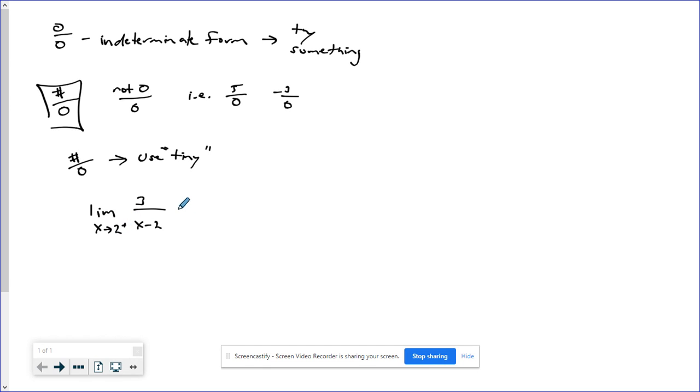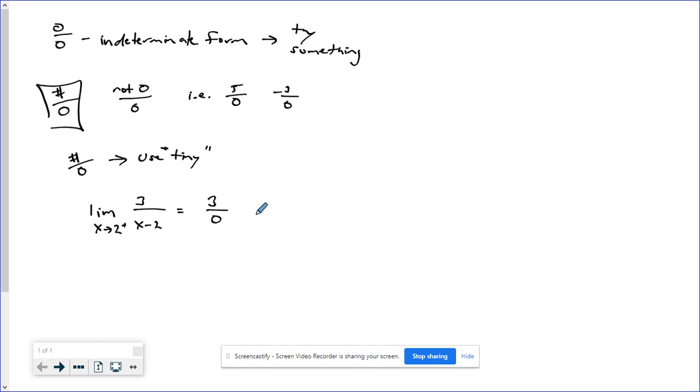So following our normal rules, directly substitute. When I directly substitute, I'm going to get 2 here for x. 2 minus 2 is 0. I get 3/0. So that tells me, oh, that's number over 0. Use tiny. What do I mean use tiny? Well, the bottom is really going to 0, right? So I'm going to 2 from the right. That means x minus 2, that expression is going to 0.